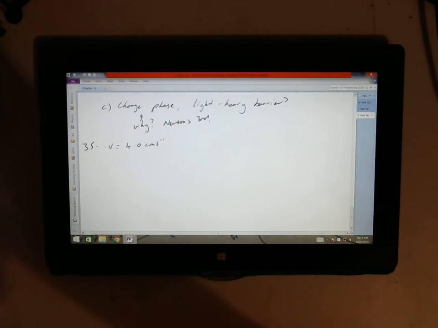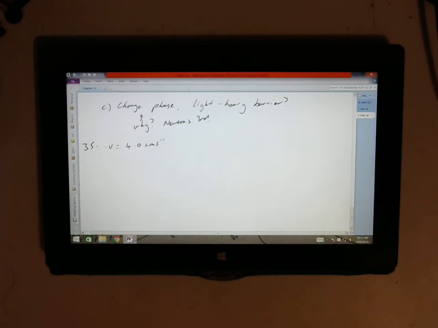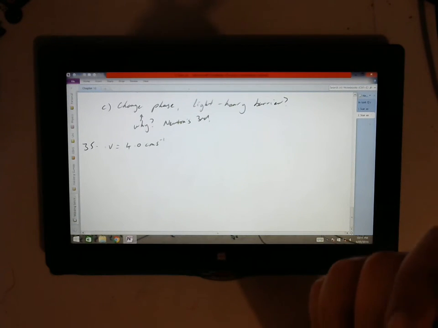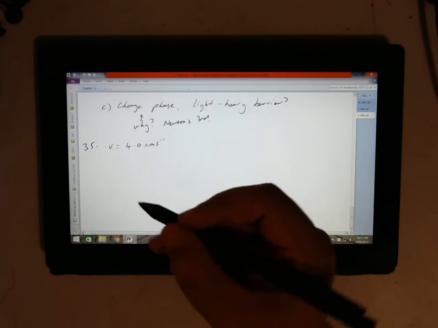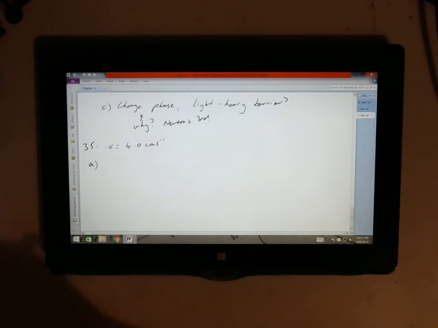We could convert to meters, but if I have a look at the graph here, I can see that both axes are in centimeters, so there's no real point at this point in time. All the distances look to be in centimeters, so we could just leave it at centimeters. And we're asked to draw the position of the pulse 1 second later. So we've got a velocity, and we're told that it's 4 centimeters per second. So after 1 second, each of those points are going to go forward 4 centimeters.